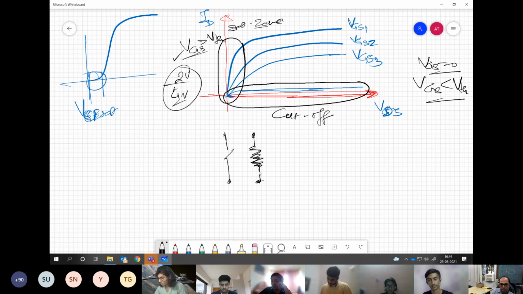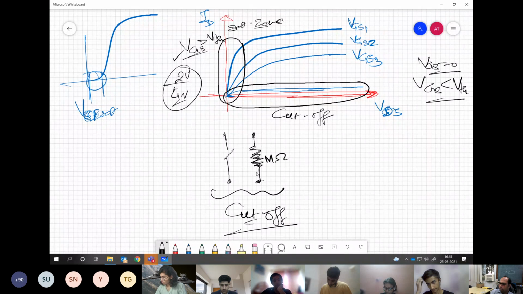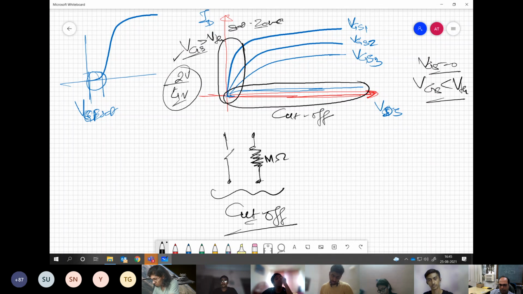Understanding my point? This is something like mega ohm kind of level. This is the cutoff mode. During the turn on, again, there is no voltage drop across this, unlike what was happening in the PN junction diode or BJT. So this is only a straight line. A straight line suggests that it is actually behaving like a resistor. So this value is called RDS on.